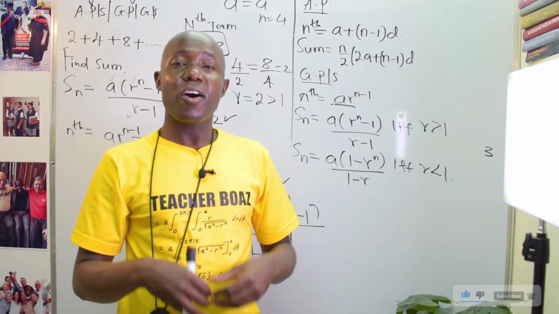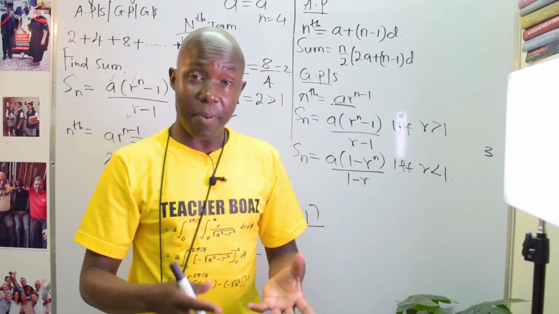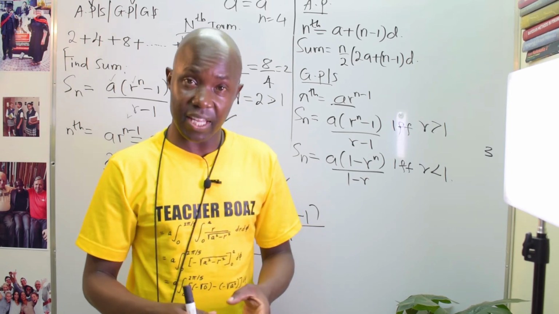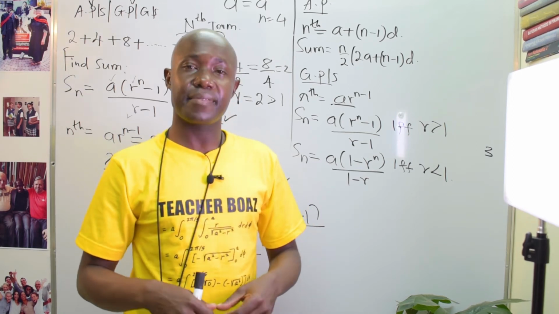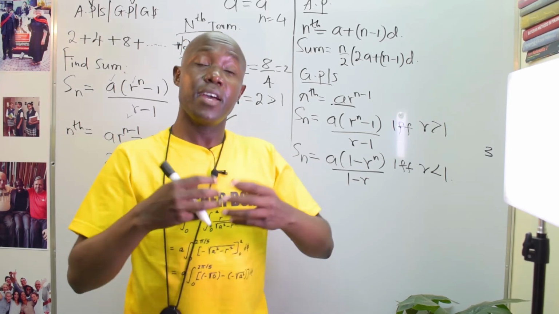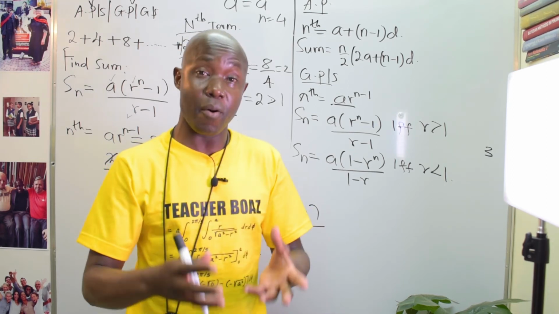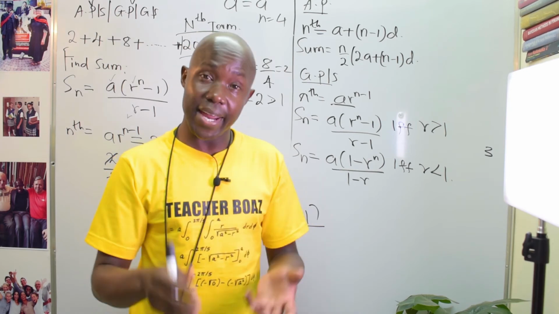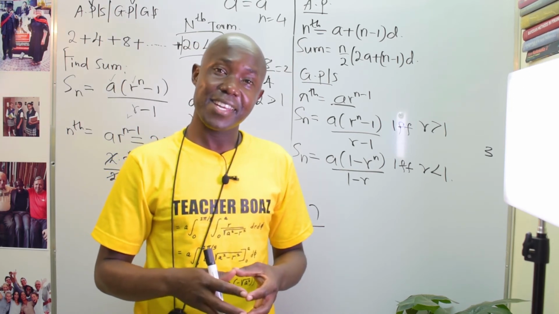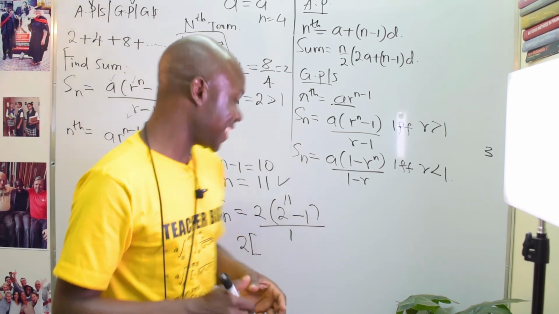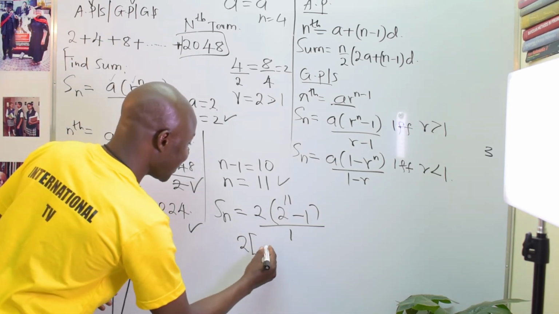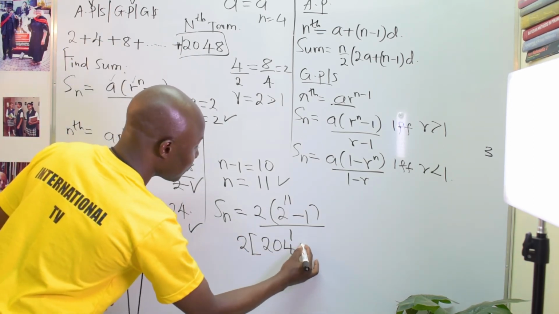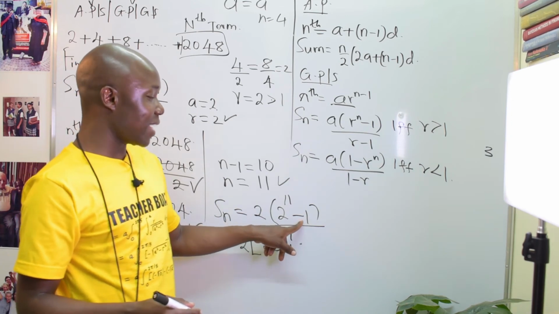2 power 2 is 4, 2 power 3 is 8, 2 power 4 is 16, 2 power 5 is 32, 2 power 6 is 64, 2 power 7 is 128, 2 power 8 is 256, 2 power 9 is 512, 2 power 10 is 1024, 2 power 11 is 2048. So we take 2048. But remember, we want to minus 1.